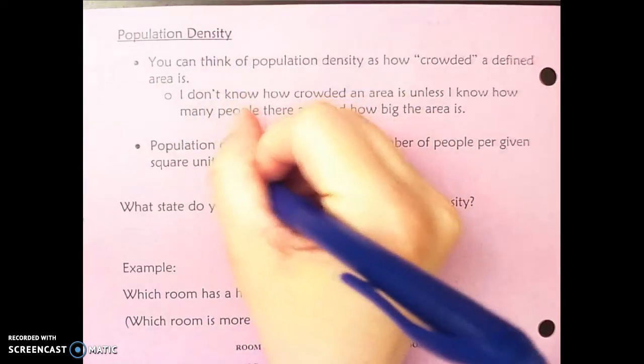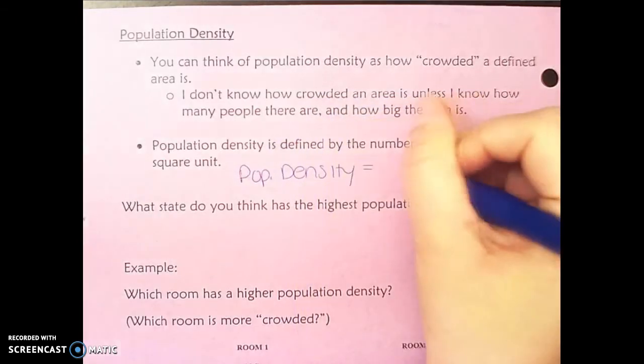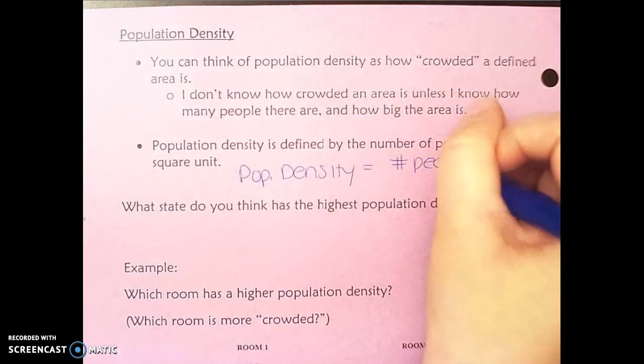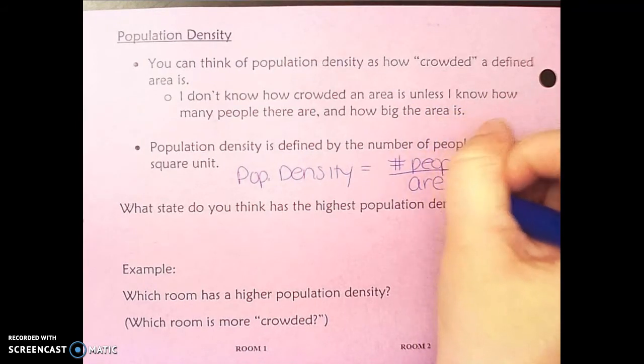So our formula is population density equals your number of people or objects or animals over the area.